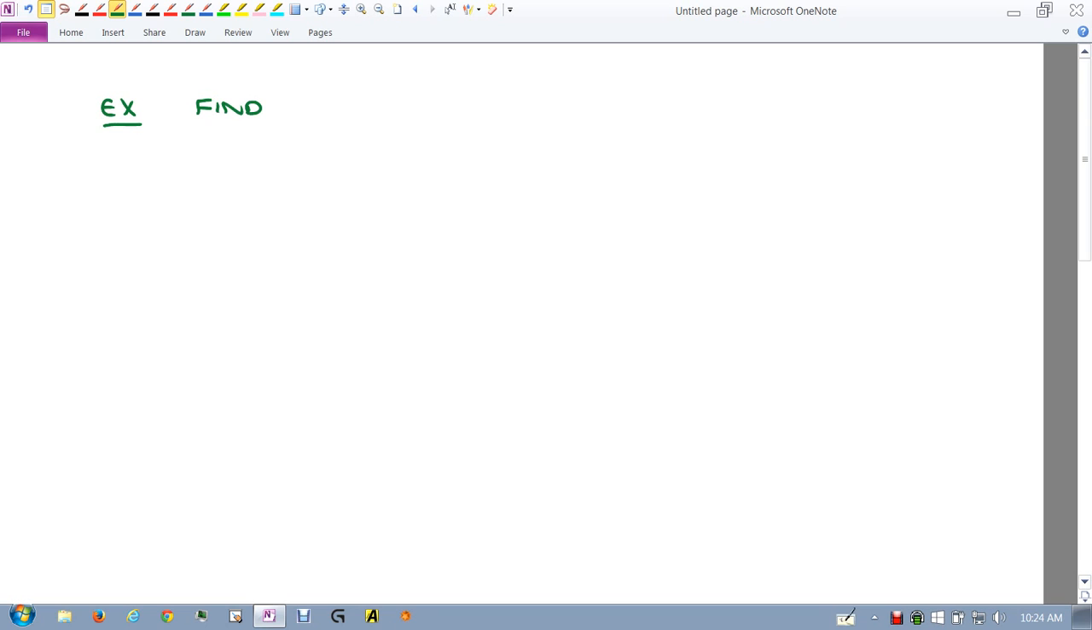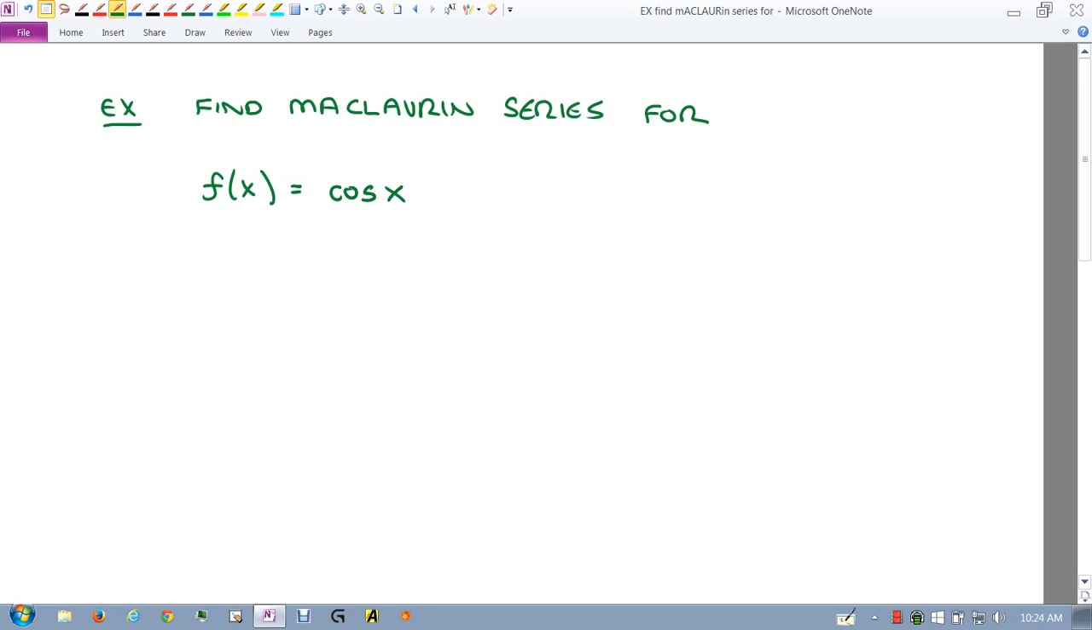Find the Maclaurin series for f of x equals cosine x, cos x, whatever.